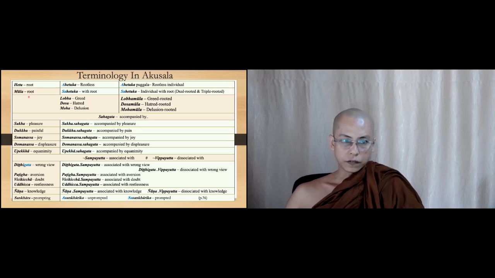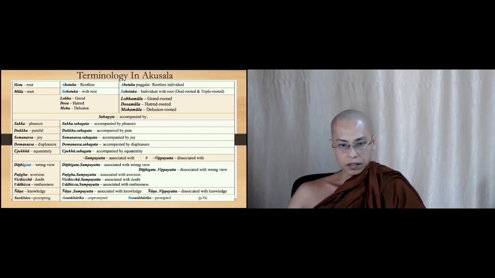Then the usage of mula comes together with the words lobha, dosa, moha: greed, hatred, and delusion. So lobha mula, greed rooted; dosa mula, hatred rooted; moha mula. In the next lesson, when we study unwholesome consciousness, akusala citta, we will find these three categories of consciousness: lobha mula citta, greed-rooted consciousness; dosa mula citta, hatred-rooted consciousness; moha mula citta, delusion-rooted consciousness.